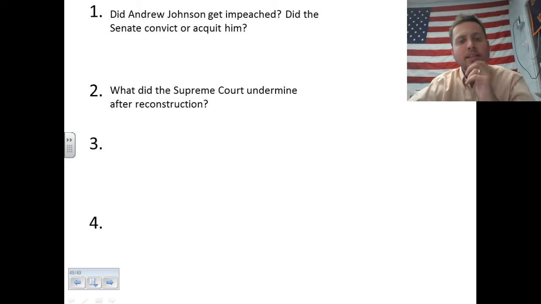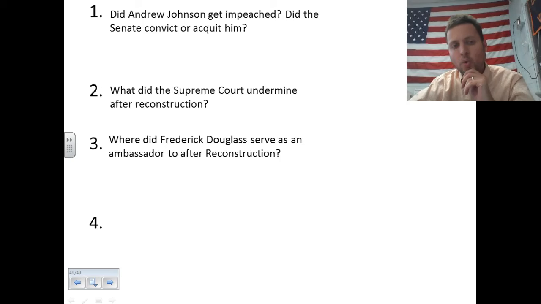2. What did the Supreme Court undermine after Reconstruction? They undermined something. What was it? 3. Where did Frederick Douglass serve as an ambassador to after Reconstruction? Where did he serve as an ambassador to after Reconstruction?